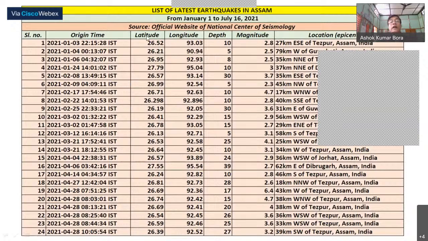Then this is the list of earthquakes in Assam from January 1 to July 16, 2021. Out of these 24 earthquakes taking place, 19 earthquakes took place in and around Tezpur. That means 19 out of 24 earthquakes took place within this period, from 3rd January 2021 to 28 April 2021, within a radius of 40 kilometers of Tezpur.